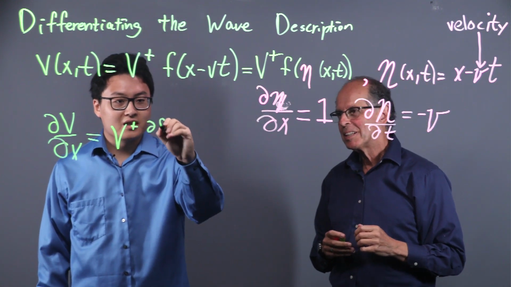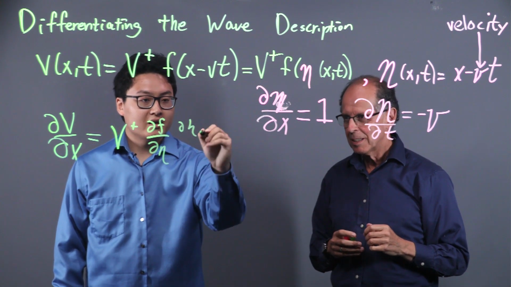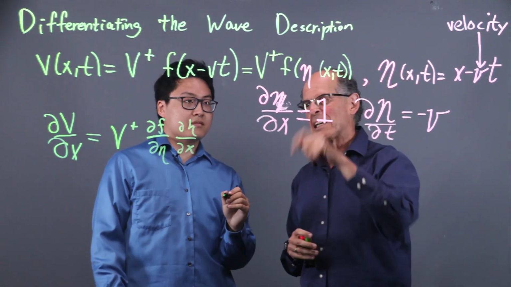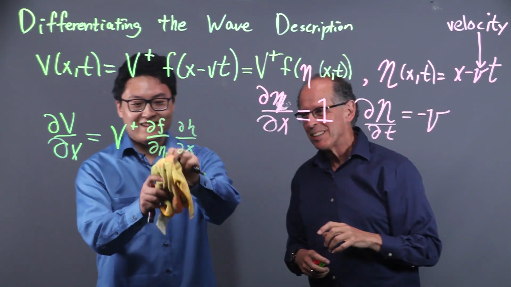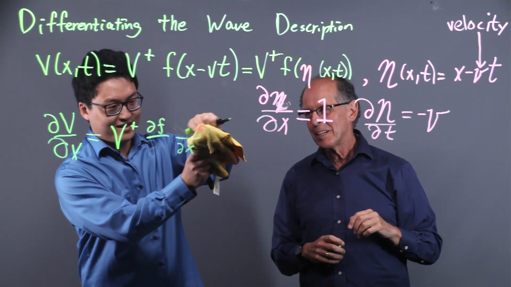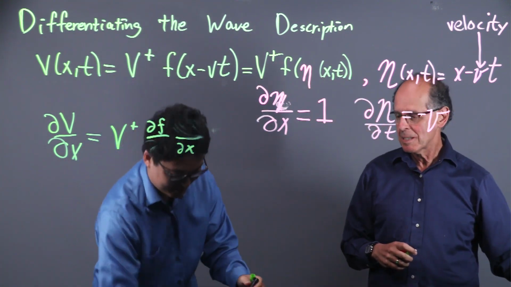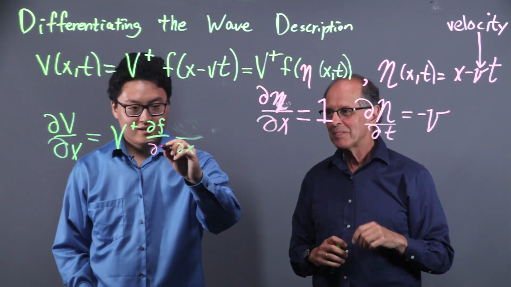Okay, so df d eta, dx. Oh, wait a minute. Eta's pink. Right. Gotta have pink. Let's get the pink in there so you really see the difference. There's two derivatives. Thank you. There you go. Eta.